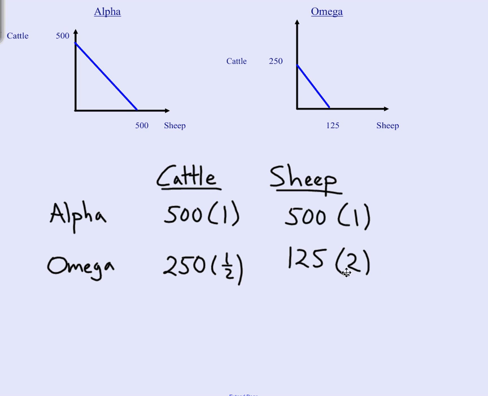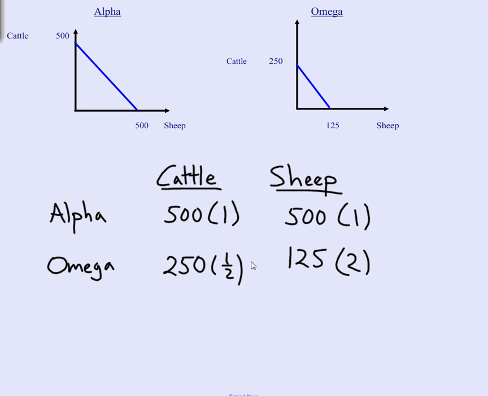If I want to know the opportunity cost of the sheep, I take the 250 and put it over the 125, which is 2. So in other words, every time Alpha wants to raise cattle, it has to sacrifice 1 sheep. Every time it wants to raise a sheep, it has to sacrifice 1 cattle. In Omega, every time they raise cattle, they give up 1/2 a sheep, and every time they raise sheep, they give up 2 cattle. So who has comparative advantage?